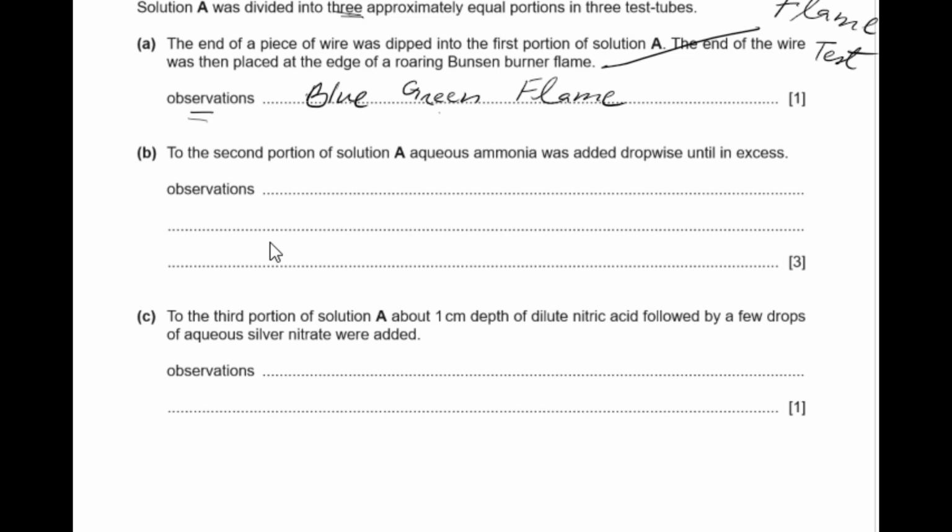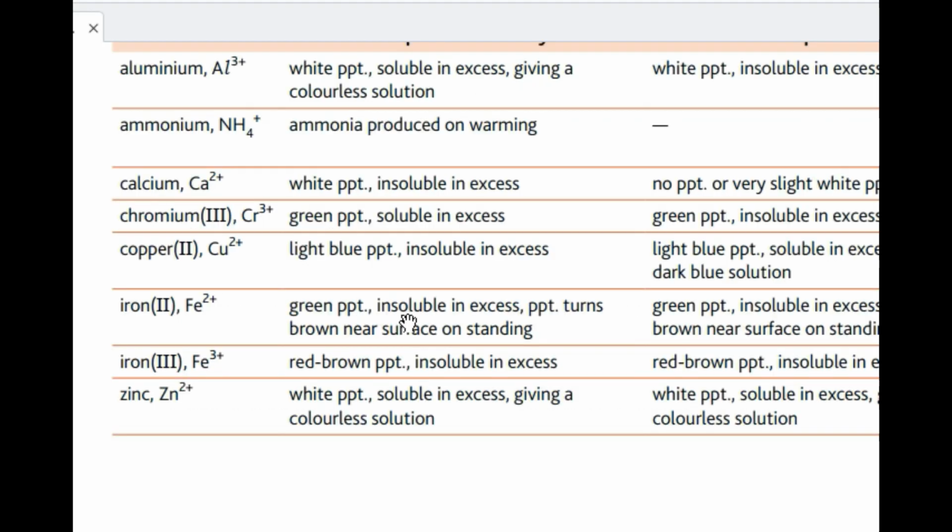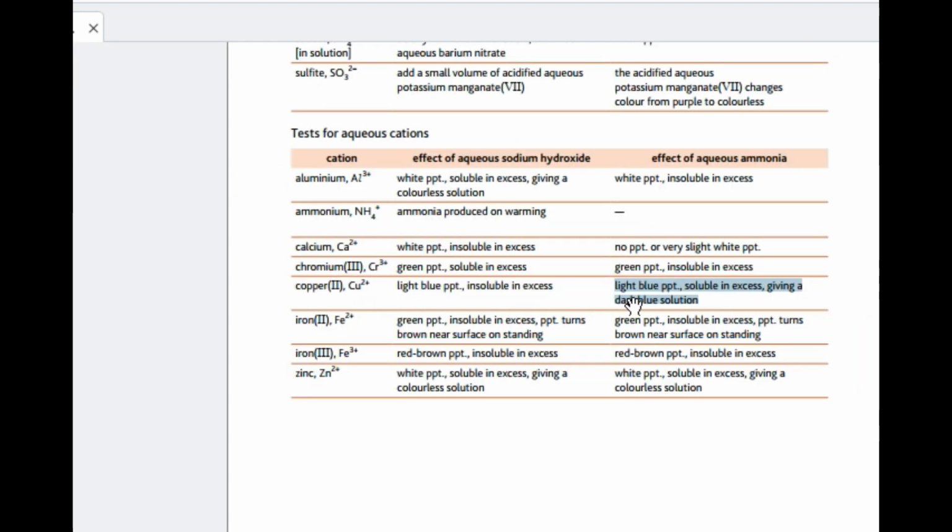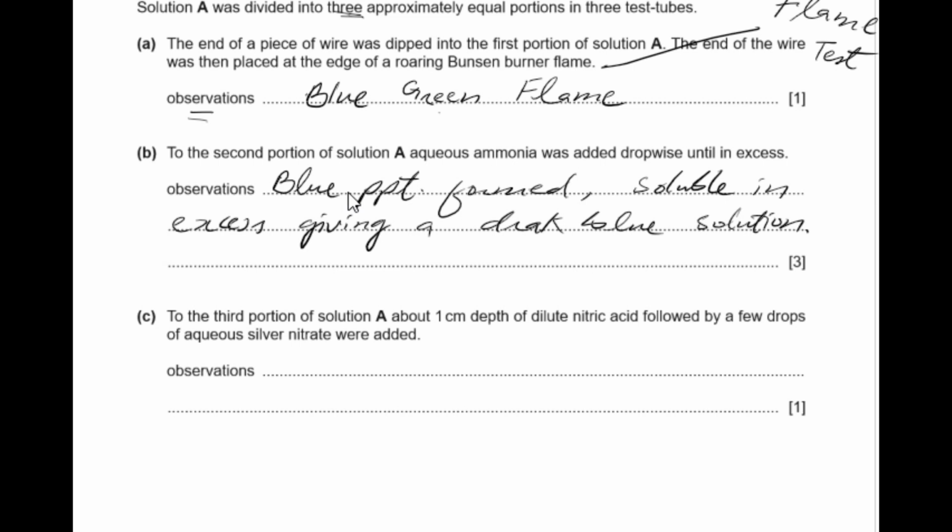To the second portion of solution A, aqueous ammonia was added dropwise until in excess. So basically, this is a test for copper ions. Look at the data sheet. Copper ions form a light blue precipitate when a few drops of ammonia are added. They are soluble in excess, giving a dark blue solution. So this is the data available in the data sheet. We'll be copying here: blue precipitate is formed, which is soluble in excess, giving a dark blue solution.